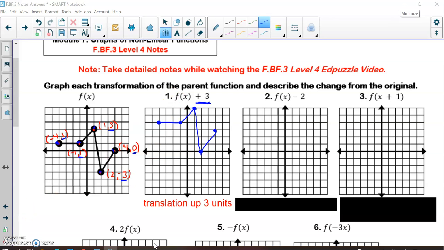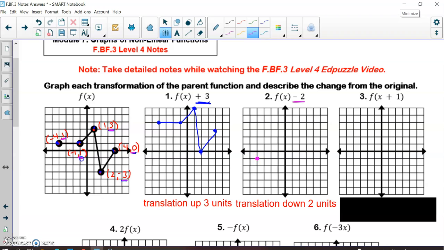All right, so for number 2, if I'm subtracting 2 on the outside, this means that this is a translation down 2 units. So I can either, from my original graph, just move each point down 2 units, or if I'm moving it down 2 units, I'm really subtracting 2 from the y values of each of these points. So if I do negative 4, 1, and I subtract 2 from the y value, I now have the point negative 4, negative 1.